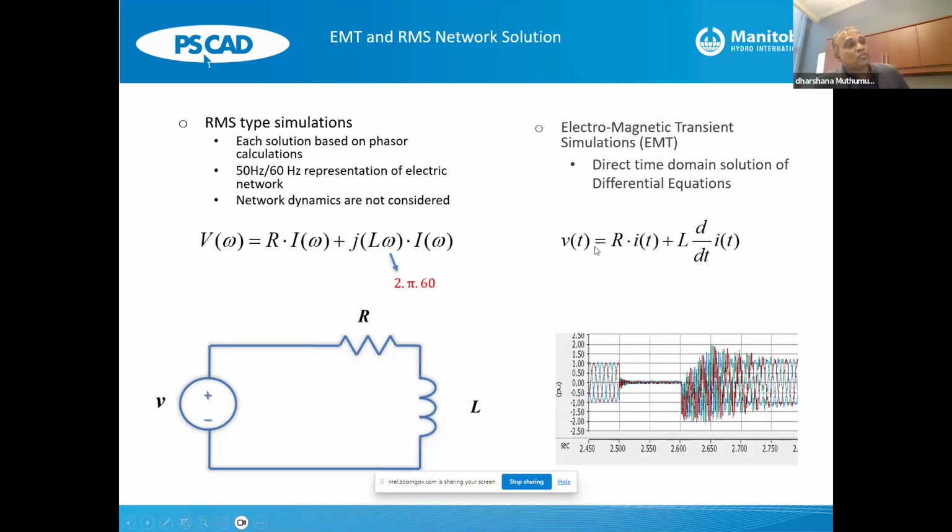In doing so, when you go from a differential equation to a phasor equation, the dynamics of the network, the transients that could happen in the network, are not considered. In other words, during a fault or a fault recovery, if your network voltages and currents go through transients like this, these transients are not considered in the RMS formulation.